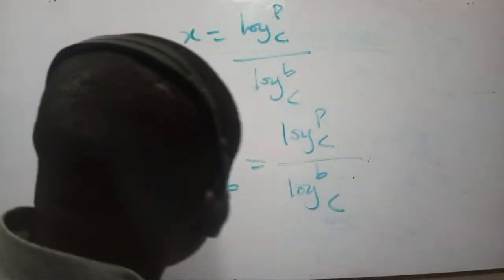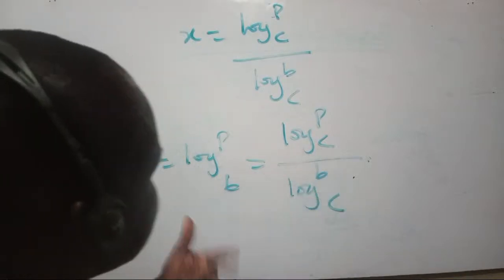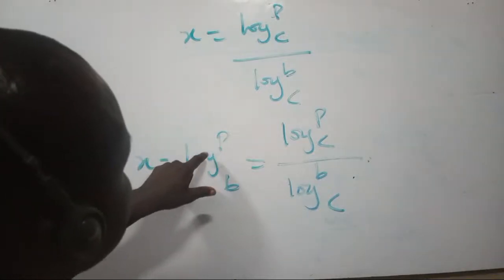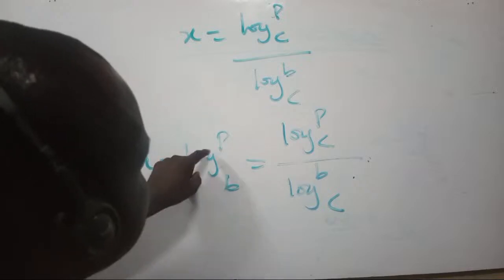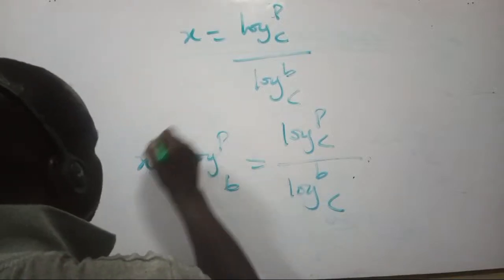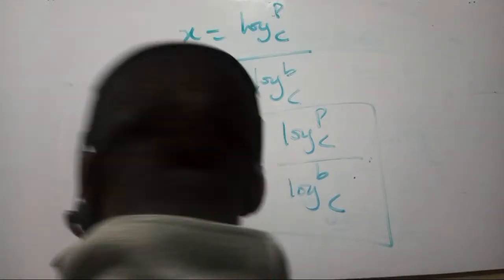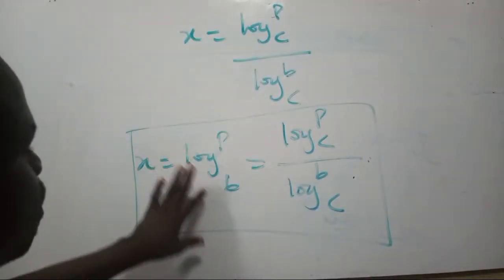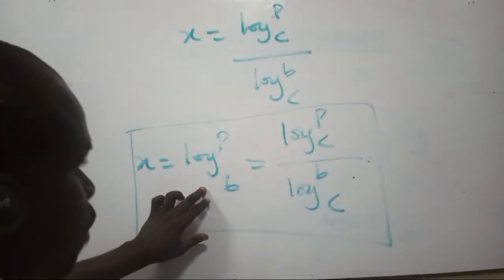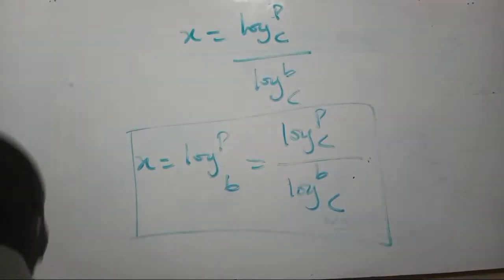We have been able to change the base of this log from b to c. But what is the implication? If you are given the log and the base, instead of saying log p base b, you can change it to log p all over the log of that base. And that is what we call change of base. So please note, if you are given any question, we should be able to change the base. When we have log p base b, changing the base will give log p divided by log b.